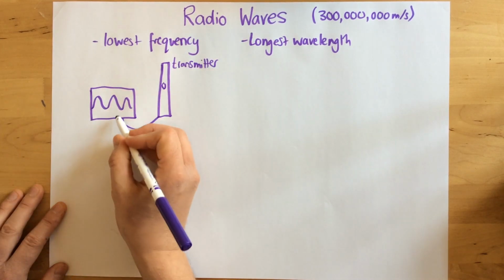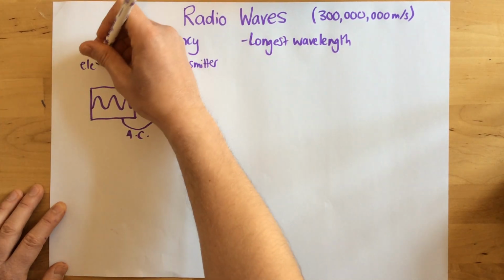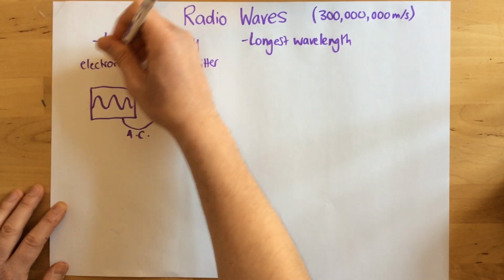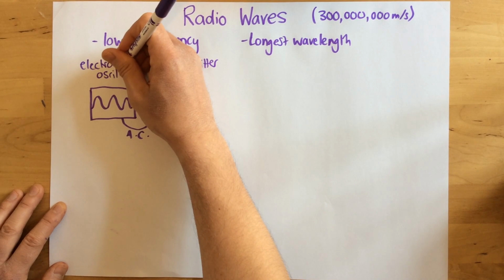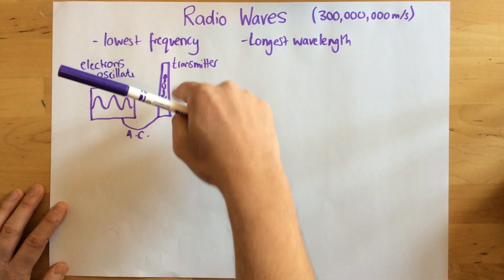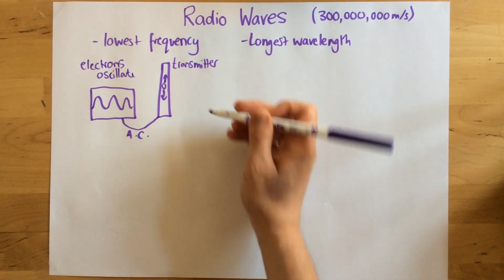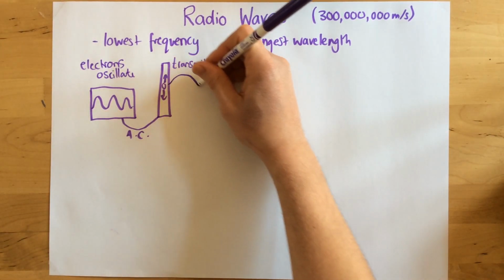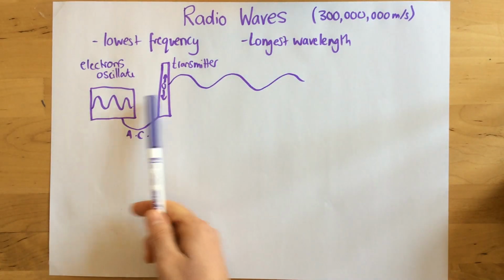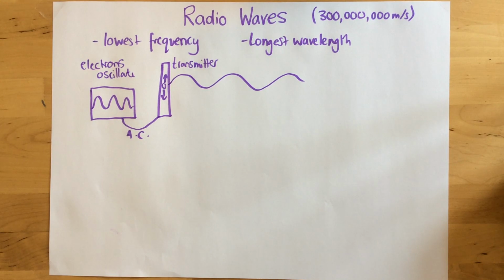The alternating current, which is supplied to this transmitter, causes the electrons within the transmitter to oscillate. Oscillate means to move backwards and forwards in a consistent rhythm. Now, as that happens, it causes the generation of a radio wave, which transfers energy away from this transmitter.